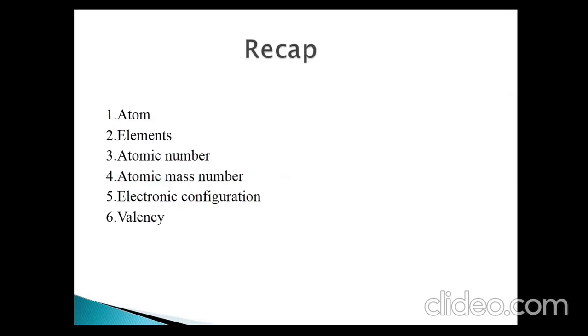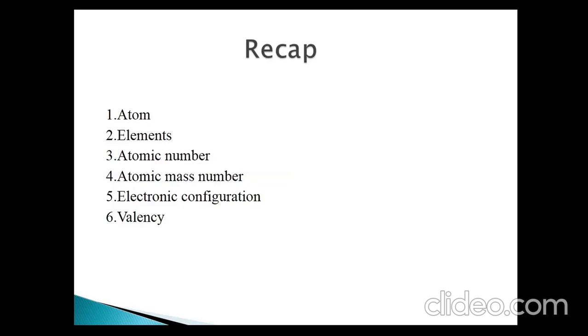Now before we start the lesson, let us take a quick recap of what we have learned in the previous chapter, that is atomic structure. Now what is an atom? Atom is the smallest particle of an element. It contains an equal number of protons and electrons. It also contains neutrons. Atom is electrically neutral. Now what are elements? Elements are the basic unit of matter. Elements are further classified into metals, non-metals and metalloids.